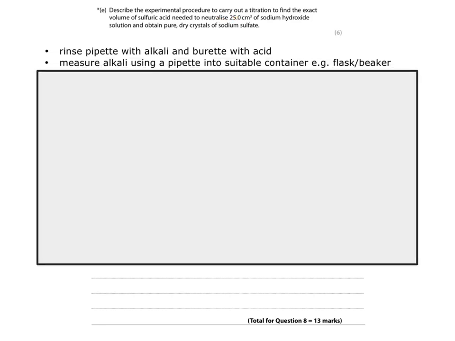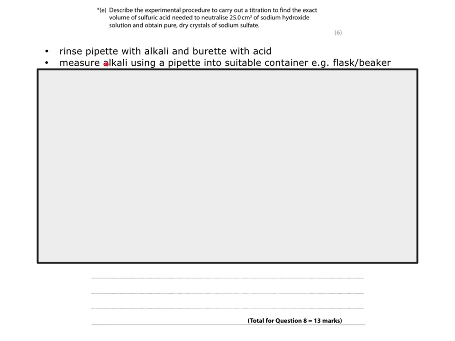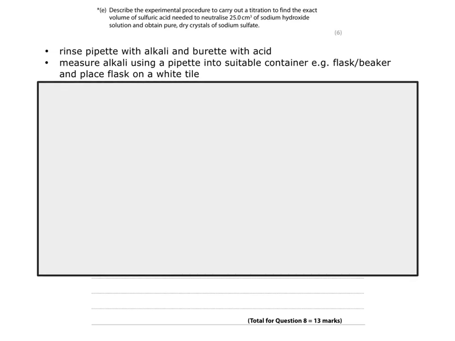Okay, next, using the pipette, we measure alkali into a suitable container. Conical flask would be the most suitable. Beaker is not so good. I've seen questions before where they ask, why would you not use a beaker? Well, because when you're swirling it during a titration, stuff splashes out of a beaker, whereas a flask is specifically designed for this procedure, and the flask stops bits splashing out, therefore the experiment's more accurate. Okay, and you place the flask on a white tile. The reason we use a white tile is so that you can easily see the colour change.